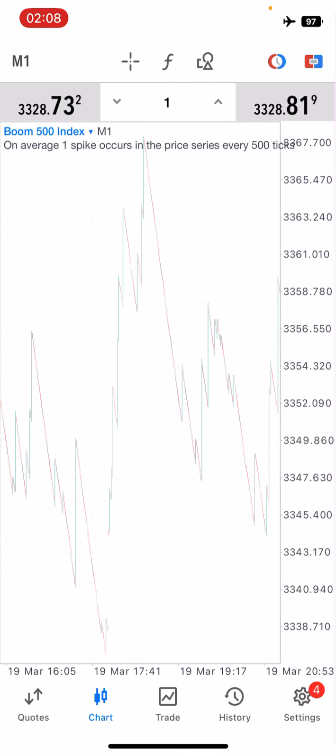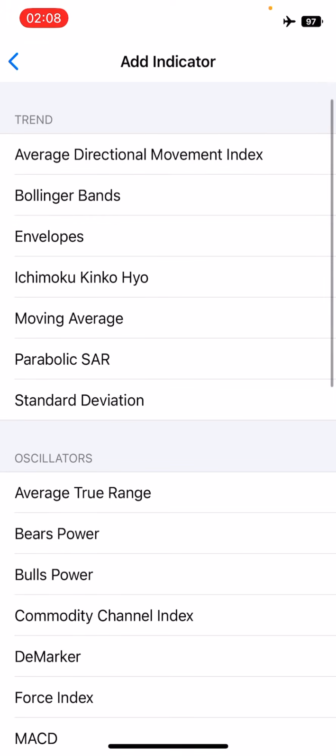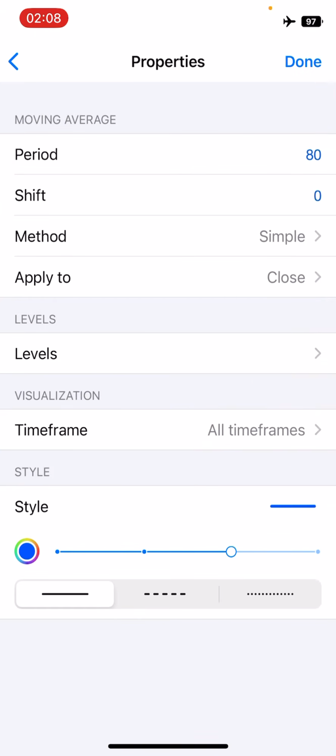Okay, so the first indicator that we want to install is a moving average. So I'm going to indicators, then we're going to look for the moving average. Okay, so the first moving average that we're going to add has got a period of 80. Okay, a shift of 0, a method of simple, apply to close, and then on the time frame we have all time frames represented. And then of course the styling, you can pick any color of your choice, but for the sake of this video we're just going to be using that blue color that you see right there.